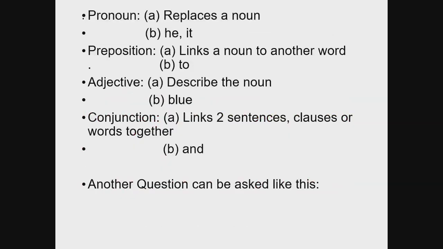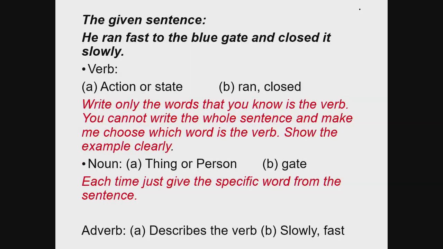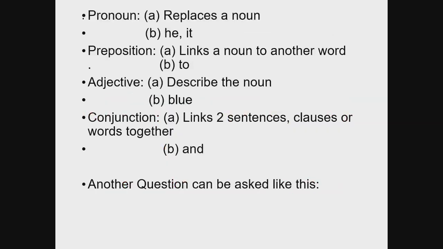Then the next part of speech is the adverb. An adverb describes a verb. In this sentence, you will find two adverbs. Slowly will describe the verb closed. Look where you wrote down verbs: the verbs are ran and closed. So slowly will describe how you closed it, and fast will describe how he ran. He ran fast and he closed it slowly. Those are the adverbs. They describe the verb.